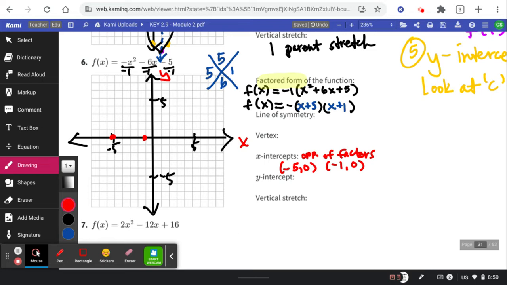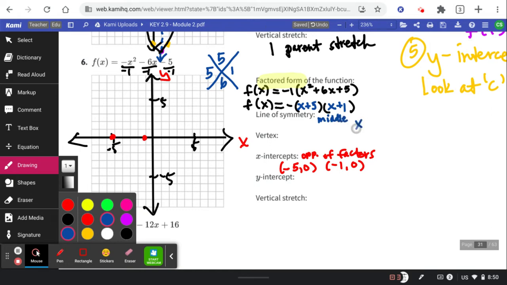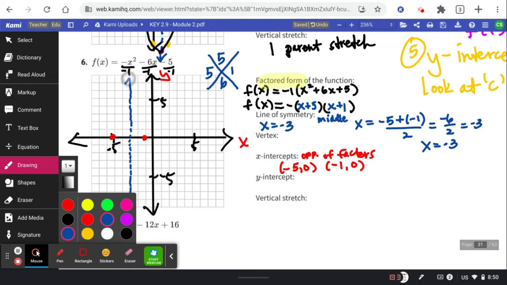Now we're going to look for the line of symmetry in the middle of those two. Now you can probably look at the graph and see what the middle of those is, but we can do the algebra. We can say -5 plus -1, or -6, divided by 2. My line of symmetry is x equals -3, and that might be exactly what you were thinking right down the middle. There's my line of symmetry.